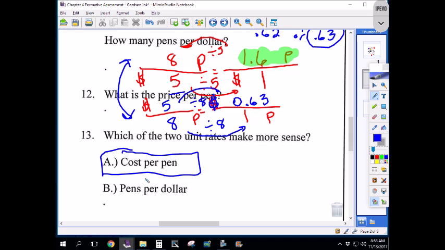Pens per dollar? No. It's not about being easier. It's which one makes more sense. You can't walk into a store and say, "Hey, here's my dollar. Give me 1.6 pens." Now, some of you might say, "Well, I could get 1 pen." Yeah, I get that. I understand that. But I'm trying to say which one of these 2 unit rates makes more sense.